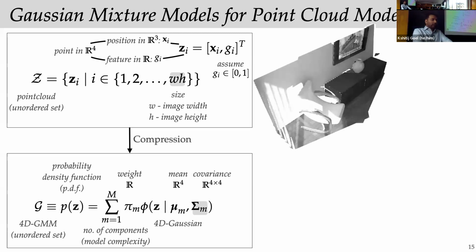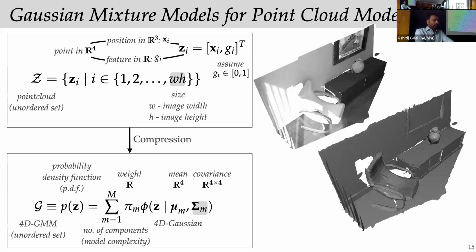Typically, if given a point cloud like this, which has 4-dimensional points, if you set a value of m high enough, you'll get a good enough fit for the model. So these are ellipsoids corresponding to the fitted Gaussian mixture model. However, in this thesis, we want to answer the question of how to automatically determine m and adapt it based on the scene complexity.